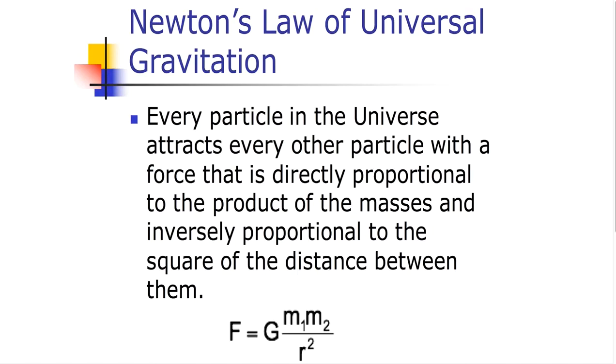So we know that if you want to calculate the force that exists between two objects, we need to know the mass of the first object and the mass of the second object. And once we know that, then we can use them together with G, the universal gravitation constant, and r squared, where r is the distance between the two objects.